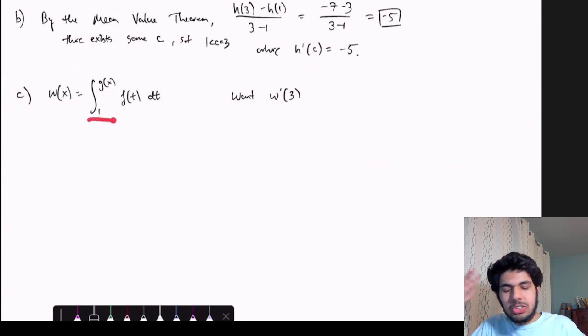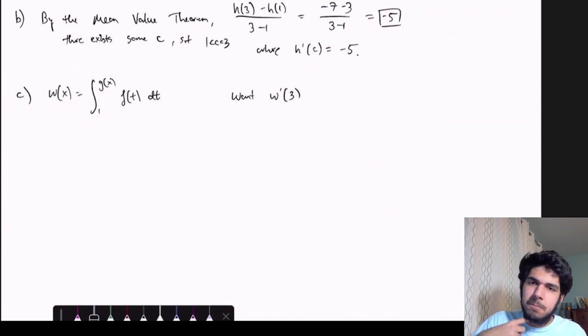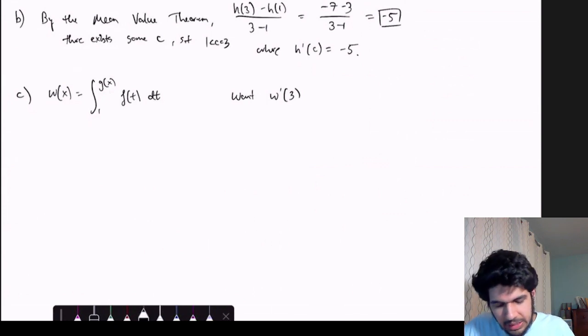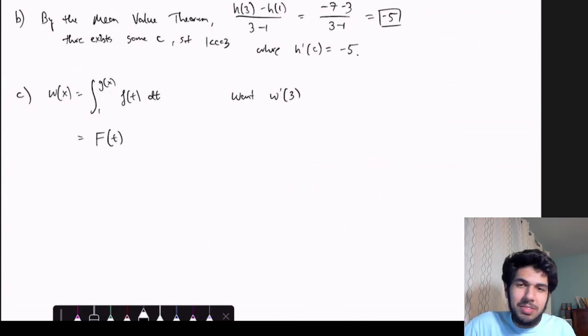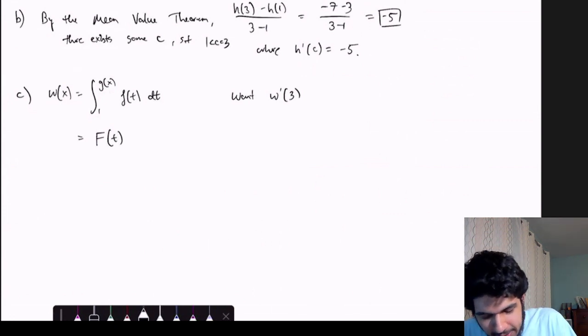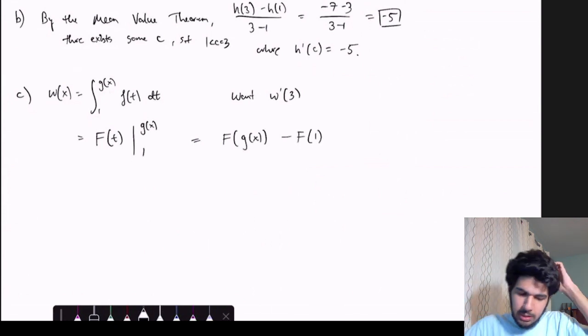So what I'll do is I'll solve this integral first. You're like, how am I going to solve that? I don't know, there's nothing to solve there. And you're right. So we'll just notationally solve it. We'll say that the integral of f of t is equal to capital F of t. That's sort of the notation we use. And that's going to be evaluated from g of x down to 1. So by the fundamental theorem of calculus, we get F of g of x minus F of 1.